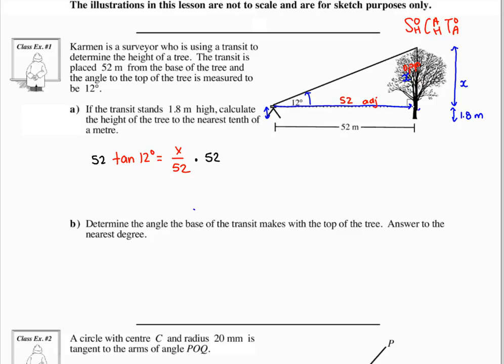What does that give us? 11 to the nearest tenth? 11.1 meters equals x. So what's the height? How would I get the height? Nope. This is 11.1 plus the 1.8. 12.9.